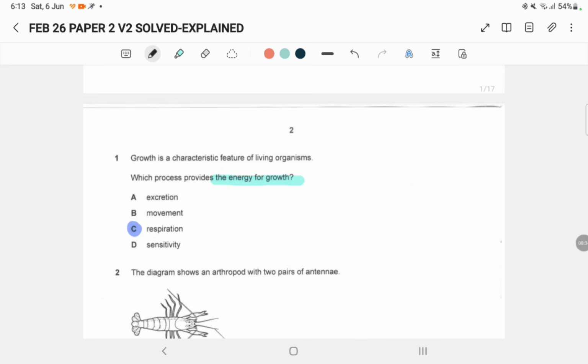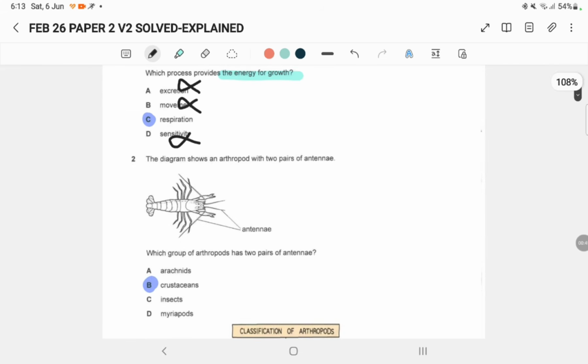Of course, it cannot be excretion because that is the removal of toxic substances. Movement is an action of an organism or part of an organism, so no. Sensitivity is the ability to detect any change in the environment, so also no. So only C is the right option.